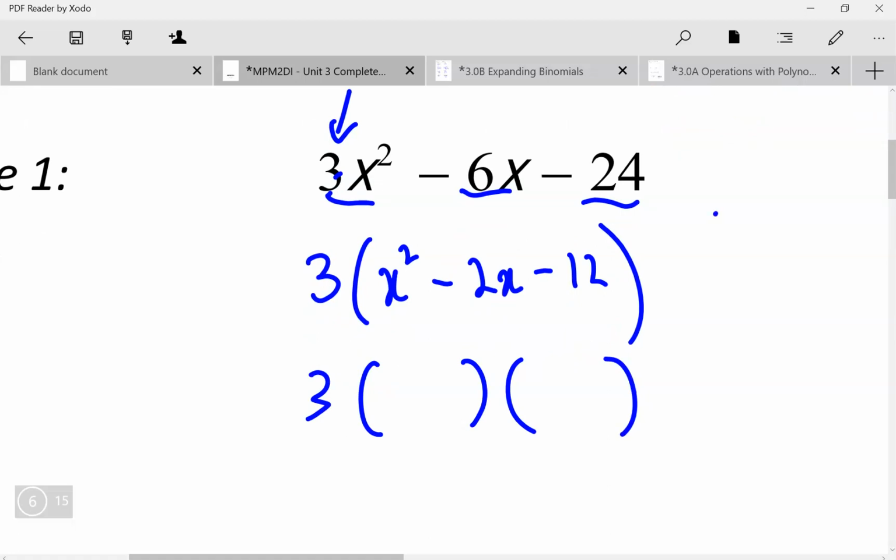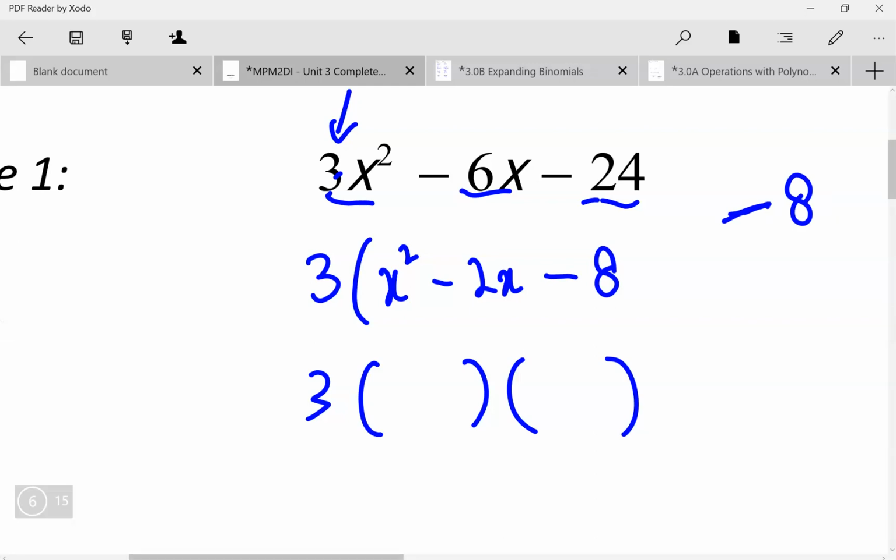Two numbers that multiply to negative 12. Let's see. So I have to subtract to get me negative 2. What is that? Oh, that's not right. 24 divided by 3 is 8. That's why it wasn't working. Two numbers that multiply to give me negative 8, sorry.